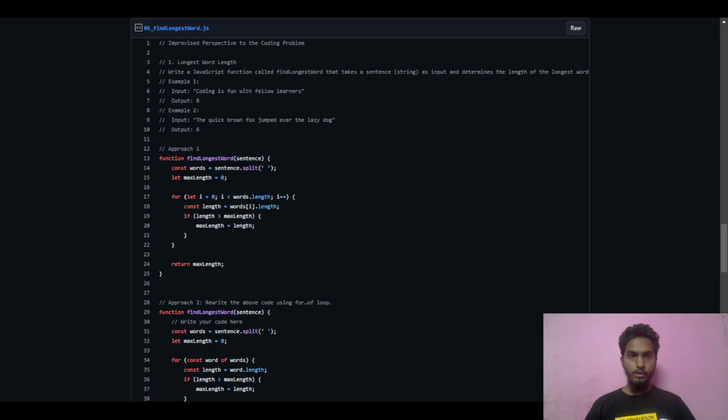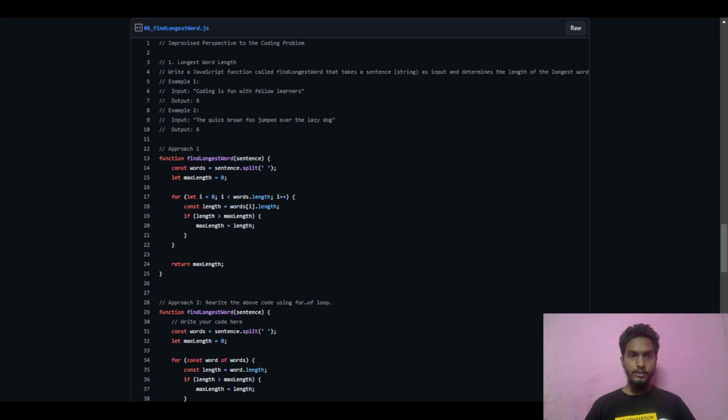In this example, each word will be converted into an array. Then we will check if 5 is greater than 0. Yes, true. Then max length will be 5.